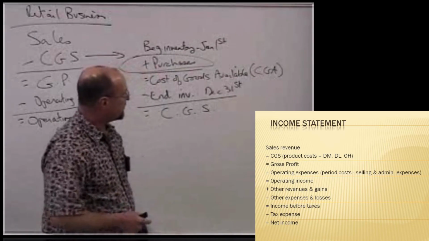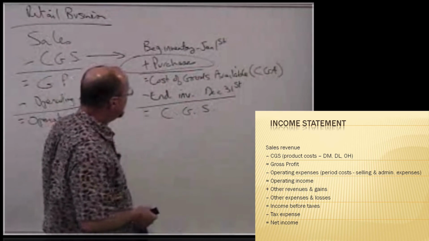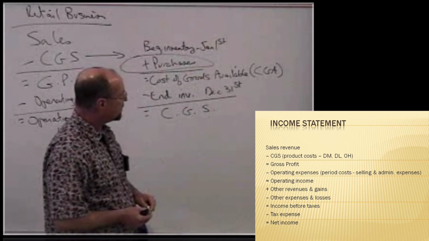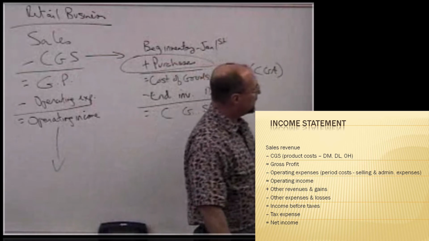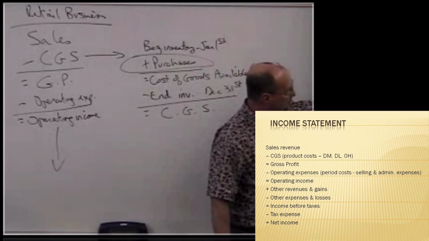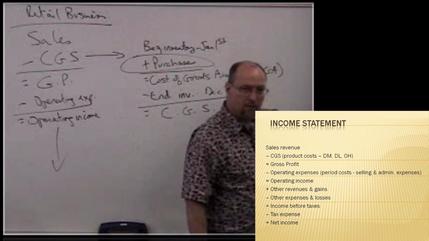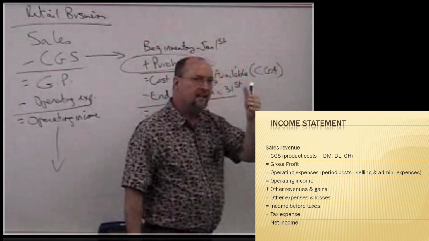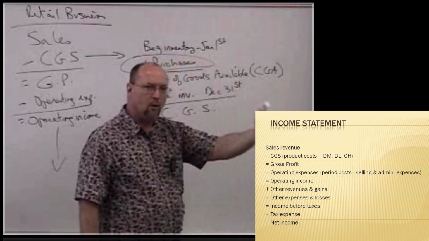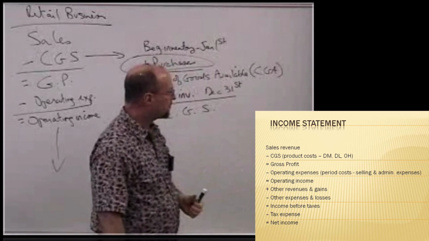Okay, and here's our income statement. And this is no different than what I put on the board. Sales revenue minus cost of goods sold. And in a manufacturing environment, it includes our product costs: direct materials, direct labor, and overhead. And again, overhead includes indirect materials, indirect labor, and all the other production-related costs.